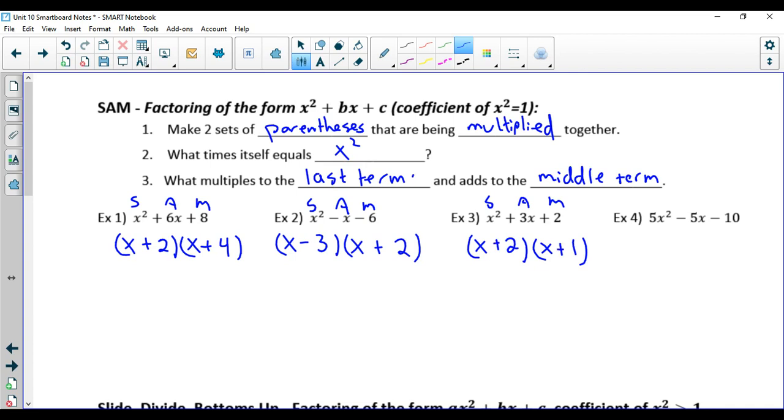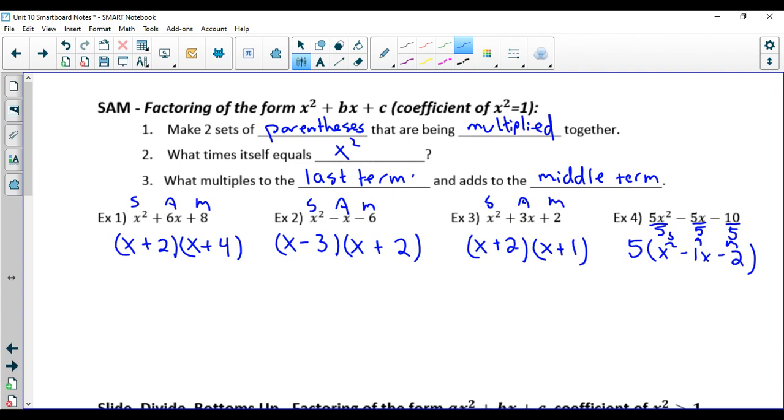Now, for example 4, again, we said we always look for a GCF first. What divides into all three of those terms? 5. So we're pulling out a GCF of 5. So we'd be left with on the inside x squared minus 1x minus 2. Now we can SAM factor that.